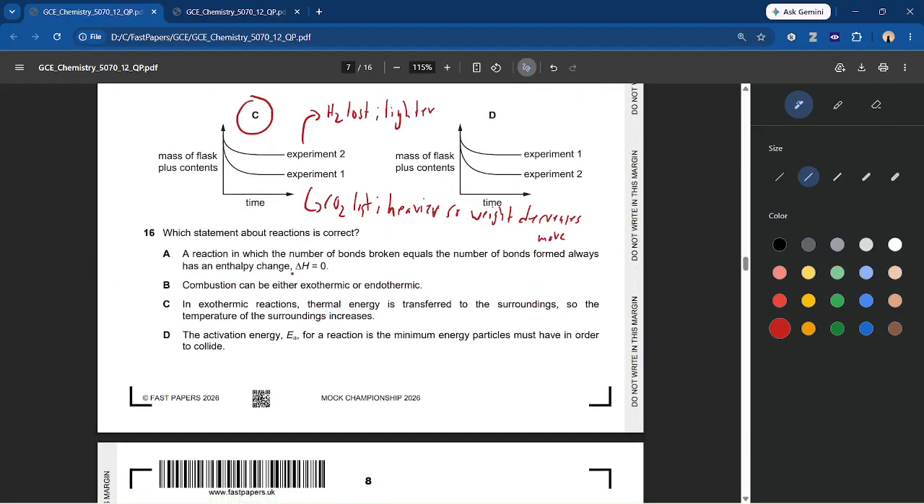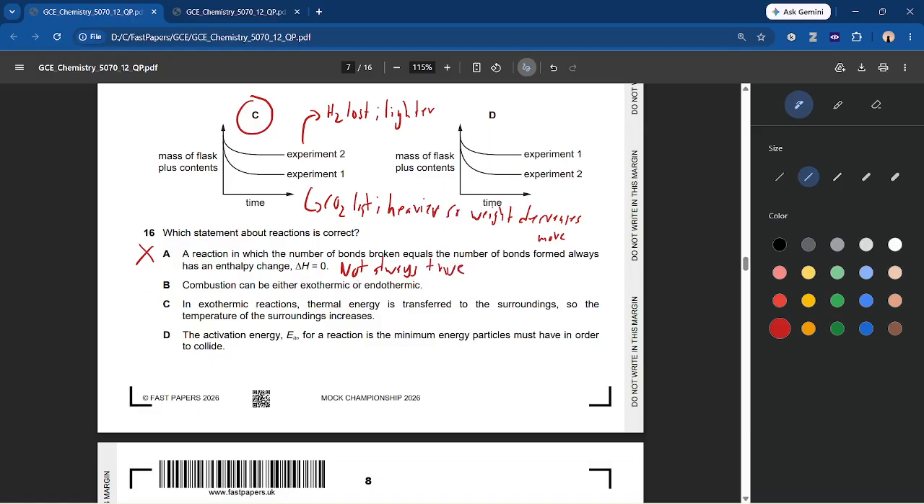Which statement about reactions is correct? A: A reaction in which the number of bonds broken equals the number of bonds formed always has an enthalpy change of ΔH 0. This is not true. This depends entirely on the enthalpy values. So let's say you break 2 bonds of hydrogen and you're forming 2 bonds of hydrogen chloride, even though the number of bonds broken are equal. So let me just write down, for those that won't watch the video and will just consult this: not always true.